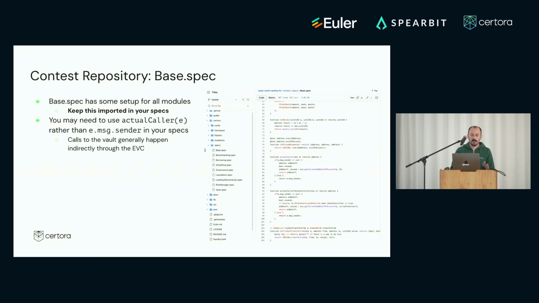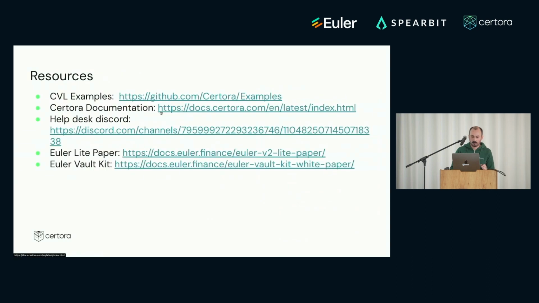So for example, actualCaller is what you're likely going to want to use rather than msg.sender directly, because generally the Vault is called indirectly through the EVC, and so the real address of interest is more likely going to be the getCurrentOnBehalfOfAccount from the EVC, which this helps set up.